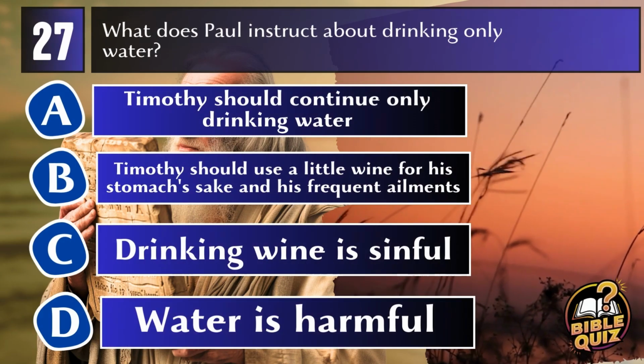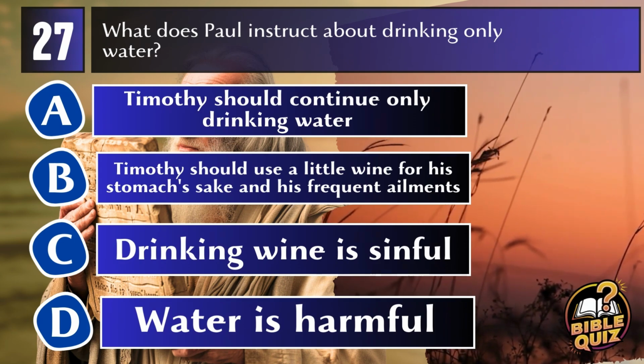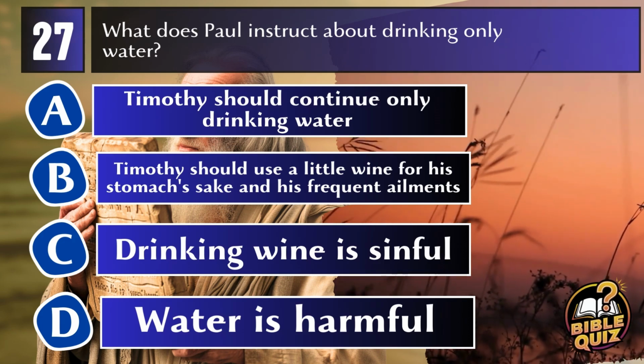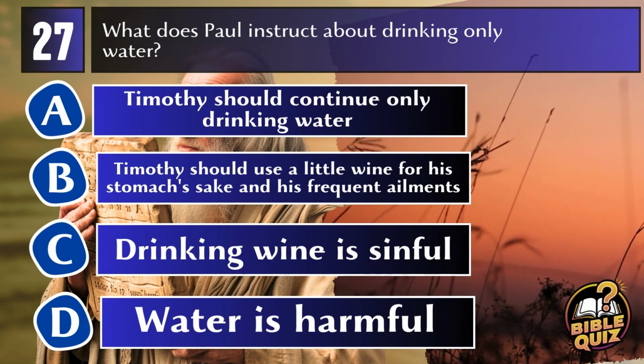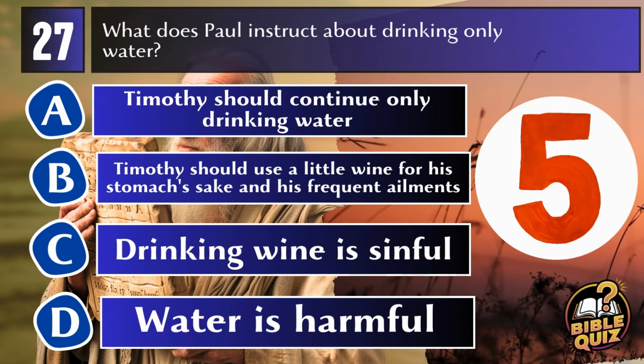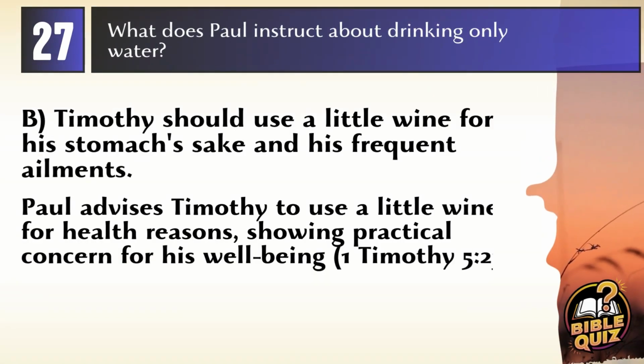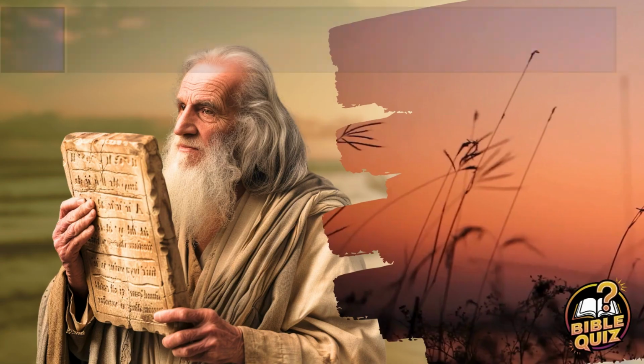Question 27. What does Paul instruct about drinking only water? A. Timothy should continue only drinking water. B. Timothy should use a little wine for his stomach's sake and his frequent ailments. C. Drinking wine is sinful. D. Water is harmful. Answer B. Timothy should use a little wine for his stomach's sake and his frequent ailments. Paul advises Timothy to no longer drink only water, but to use a little wine for the sake of his stomach and his frequent ailments, highlighting a practical approach to health issues. 1 Timothy 5:23.